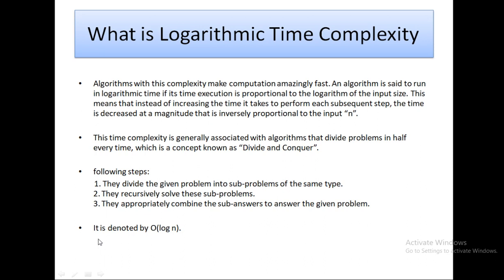The fourth point is that it is denoted by big O notation, and inside the brackets it is log n, where n is your input size, and log because it will take a time comparative to log n. That is why the name of this time complexity itself is logarithmic time complexity.